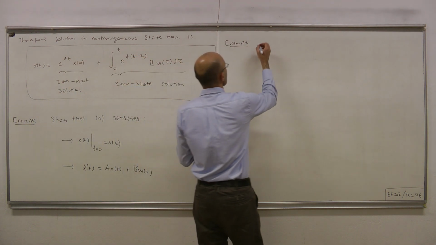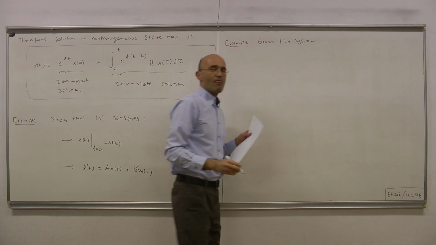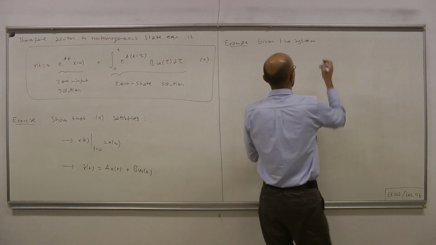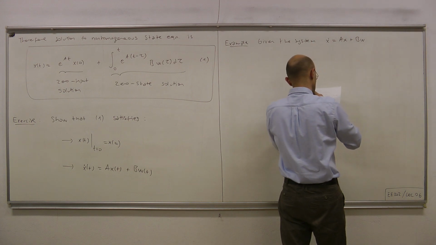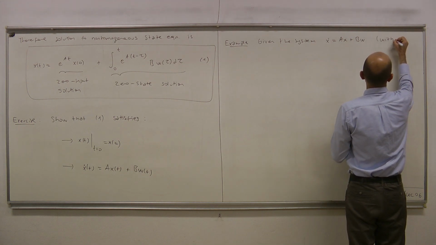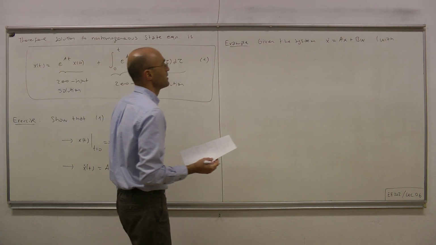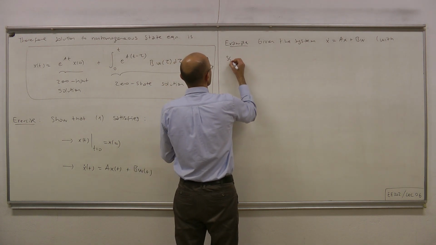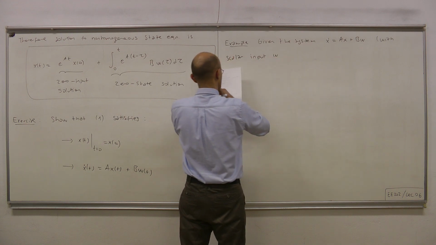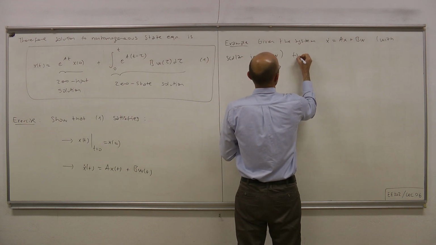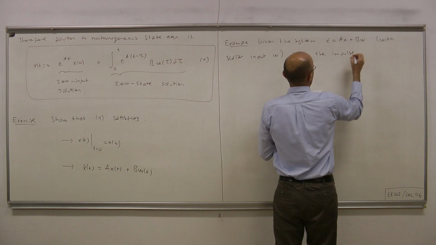Given the system which represents some circuit, let's say x dot equals Ax plus Bw, and suppose that circuit is such that it has a single input, a single independent voltage source, let's say, or a single independent current source, with scalar input w. Find the impulse response.